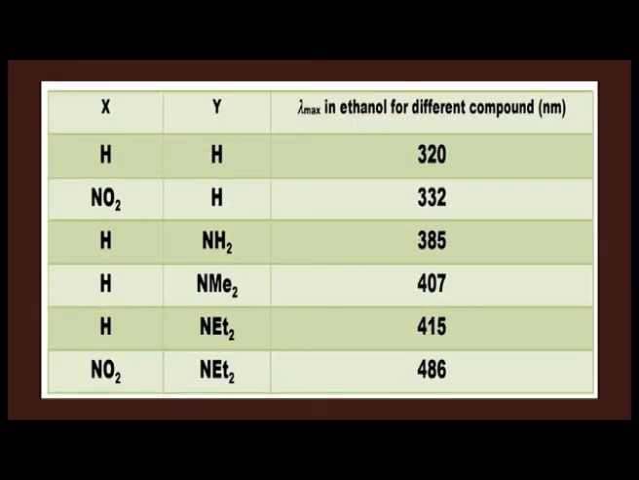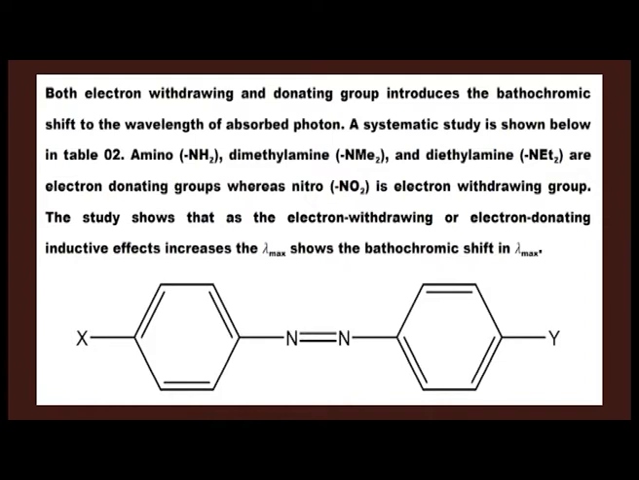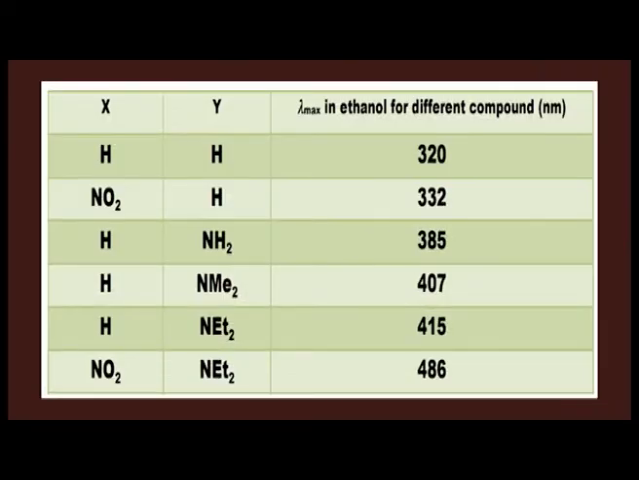A systematic study is shown on your screen as a table. Amino, dimethylamino, and diethylamino are electron donating groups, whereas nitro is an electron withdrawing group. The study shows that as the electron withdrawing or electron donating inductive effect increases, the lambda max shows a bathochromic shift. The table shown on your screen represents how the change in functional groups X and Y changes the wavelength of absorption. The steric effect also has a strong impact on the color of the compound.